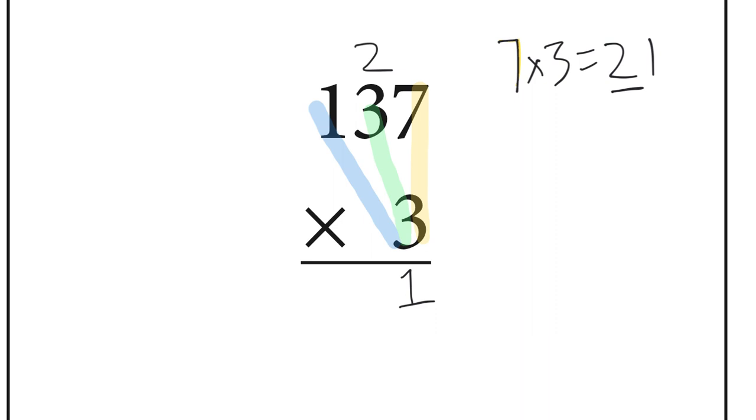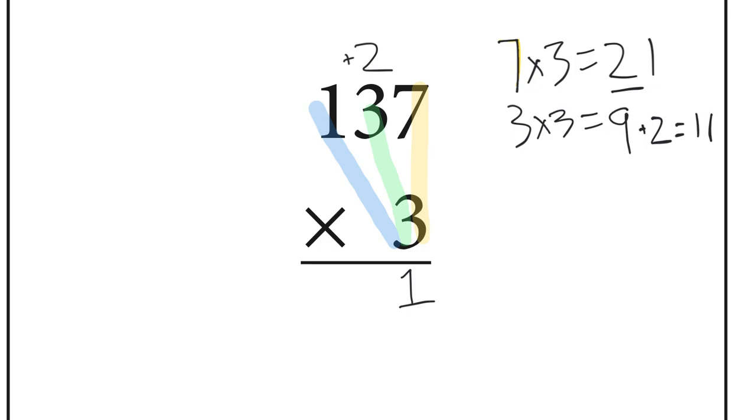Now I'm going to move on to my green step. And now that I've done 3 times 7, I'm going to do 3 times 3. 3 times 3, that's not too bad. 3 times 3 is 9. But I must remember to add my 2. Okay, so I'm just going to pencil that in here right there. Plus 2, 9 plus 2 is 11.